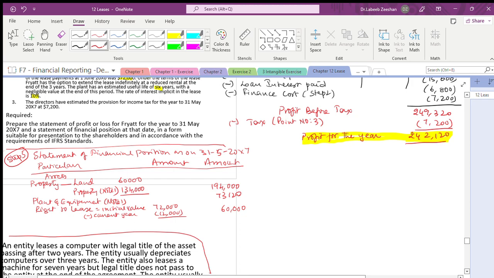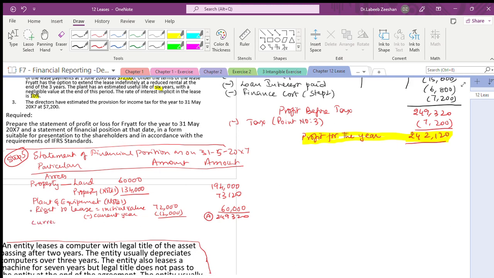Okay, 1 month. How much will you get? 249,320. Okay, this is A. Next, you have current assets.